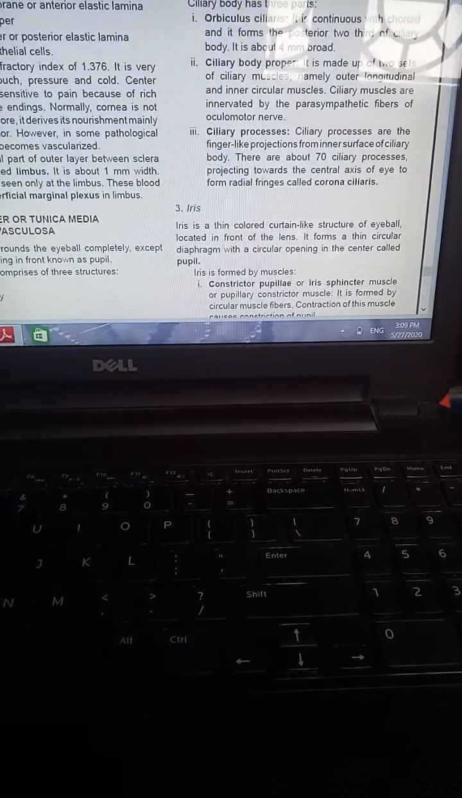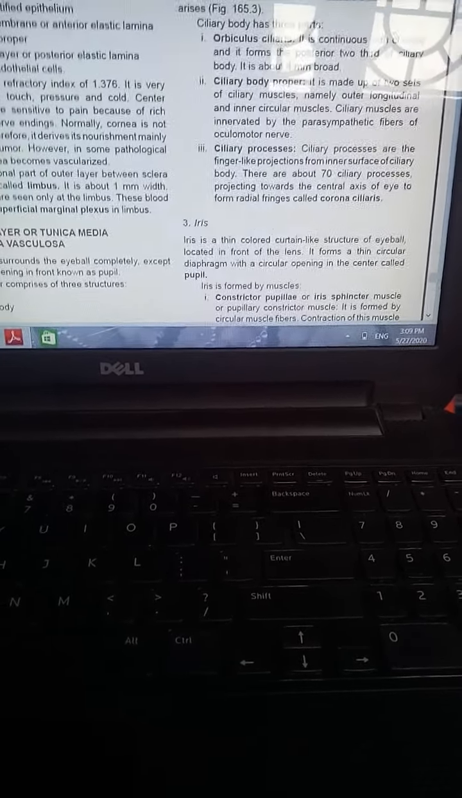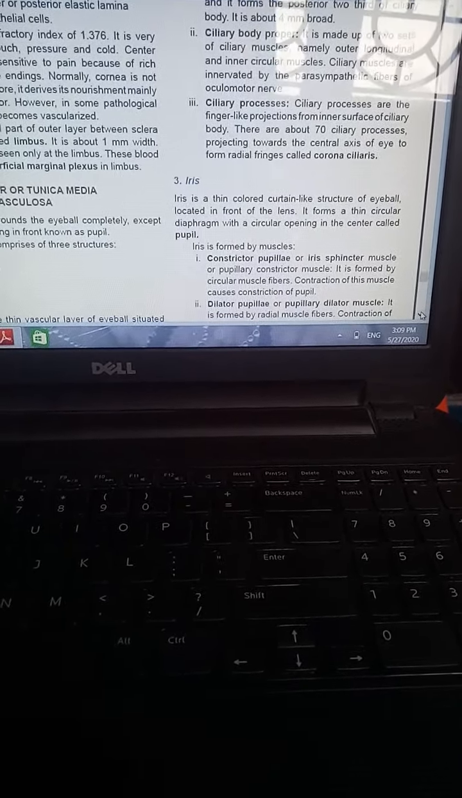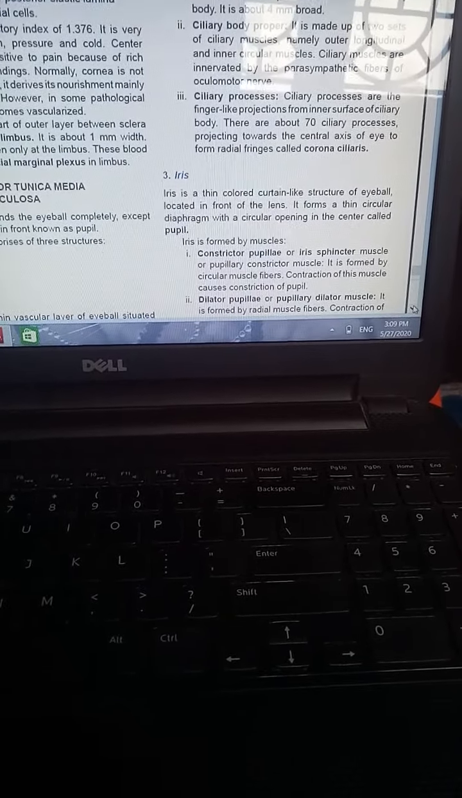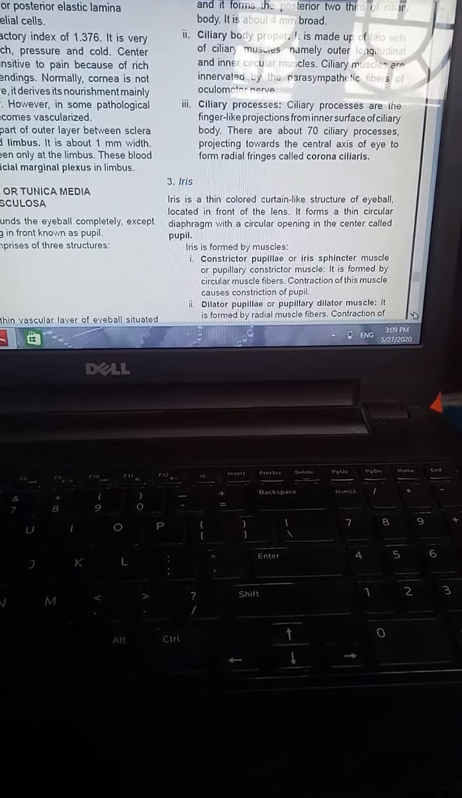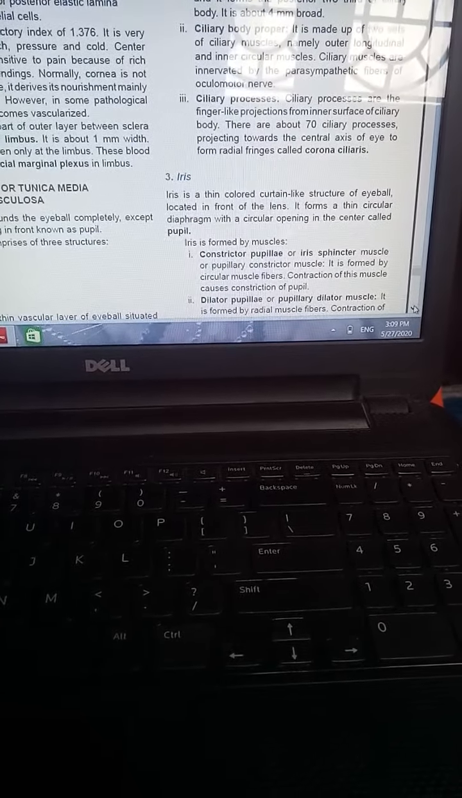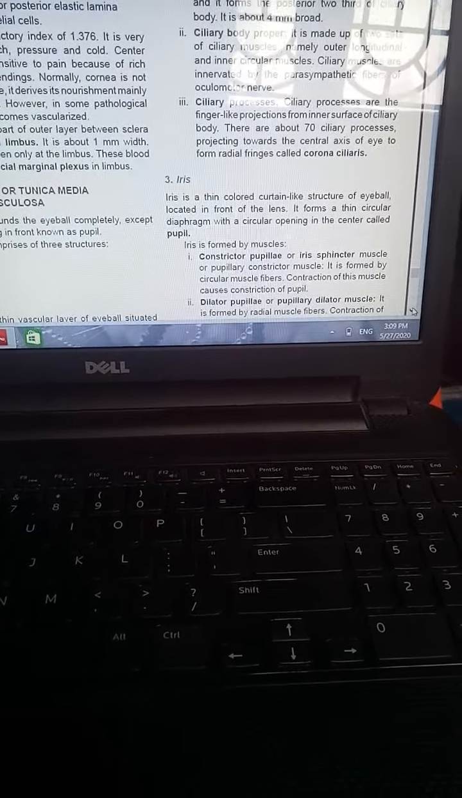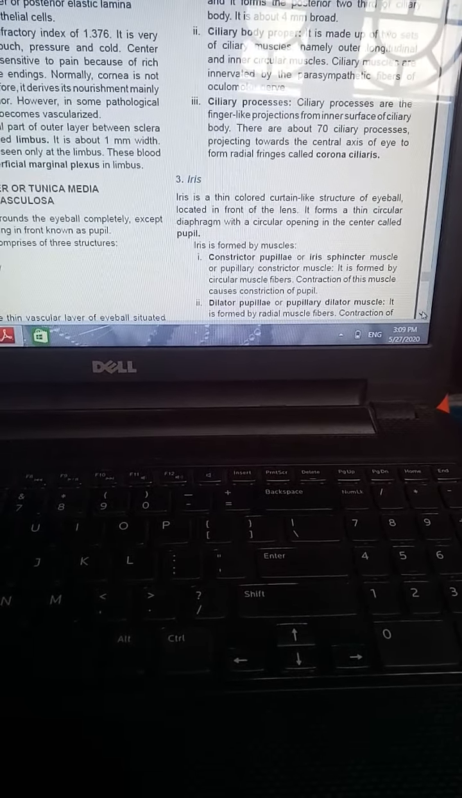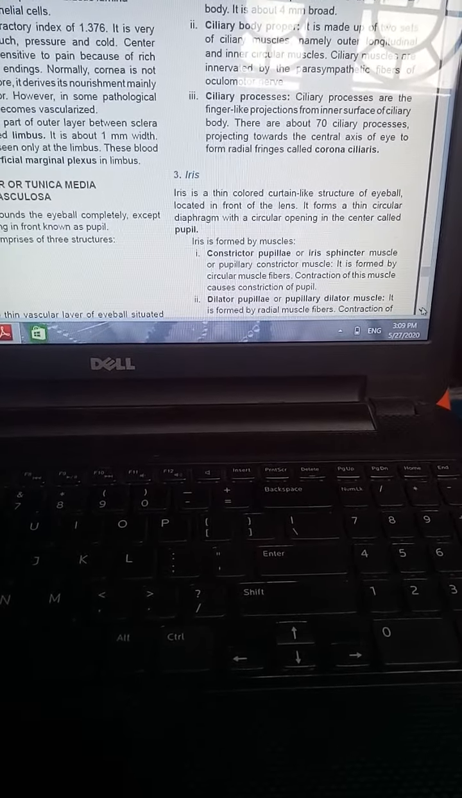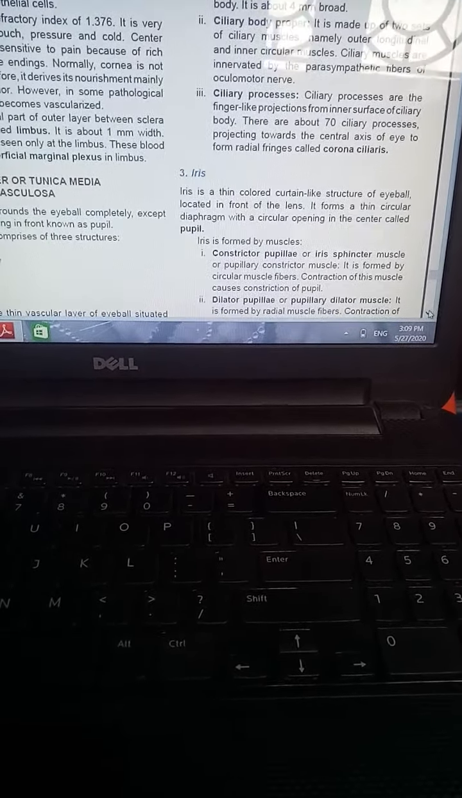Next, the third layer is known as the iris. The iris is a thin, colored, curtain-like structure of the eyeball, located in front of the lens. It forms a thin circular diaphragm with a circular opening in the center, which is known as the pupil.